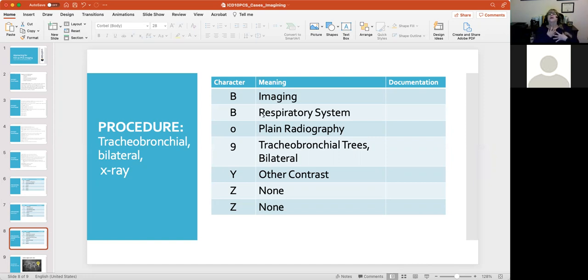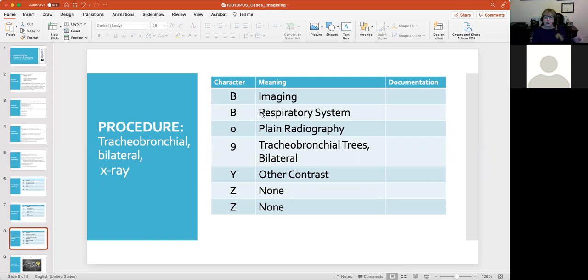Tracheobronchial right here. And guess what? You don't even have to guess because it's right there in the book, in the 4th character list. And we know it is bilateral. So we go with tracheobronchial trees bilateral.